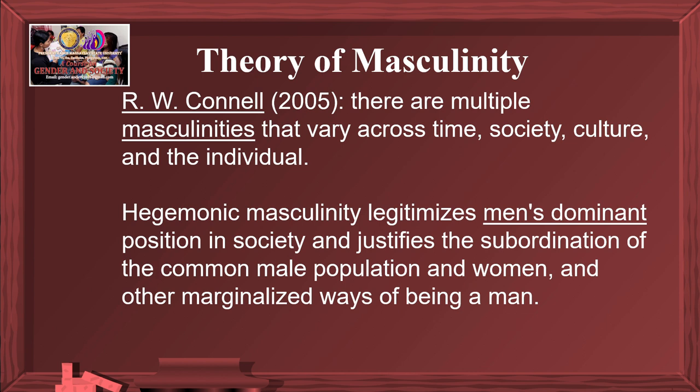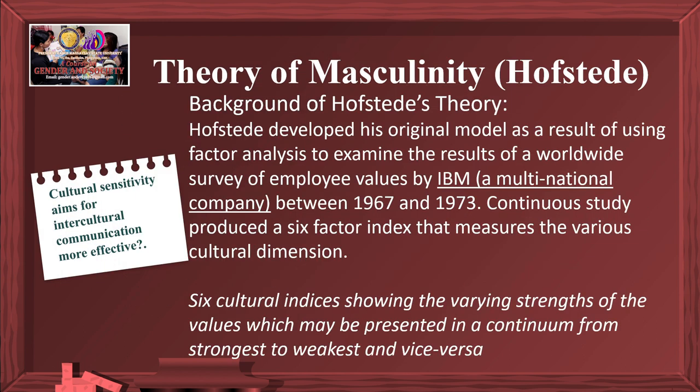So hegemonic masculinity legitimizes men's dominant position in society and justifies the subordination of the common male population and women and other marginalized ways of being a man. And here we have another theory of masculinity. This one is based on Hofstede's theory. We have talked about this theory in class, that it is a result of factor analysis to examine the survey of the employees of IBM, which is a multinational company.